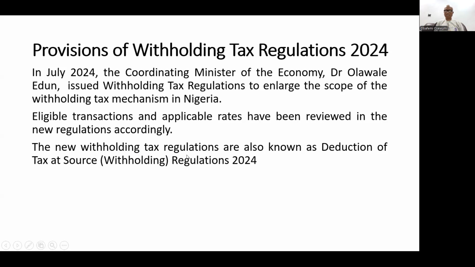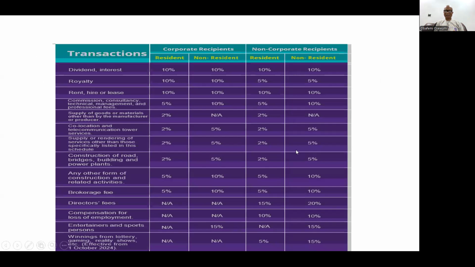So the new withholding tax regulations are also known as Deduction of Tax at Source (Withholding) Regulations 2024. That is the name of the circular that came in respect of the new regulations applicable to withholding tax deduction. Now these are the rates.